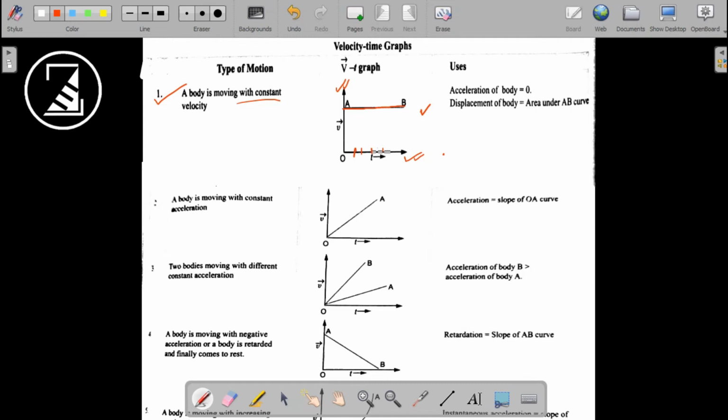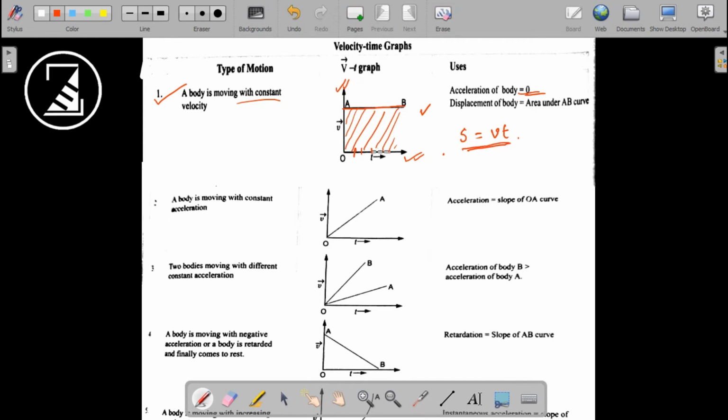Okay, your acceleration is 0 and displacement of the body we can find the area under this curve. Because see, S is equal to Vt, because here body is moving with constant velocity, there is no acceleration, acceleration is 0, so there will be no half at squared term. Okay, so S is equal to Vt.